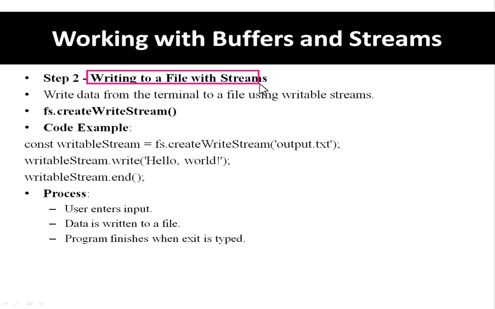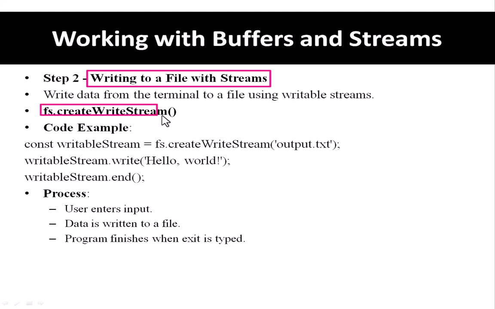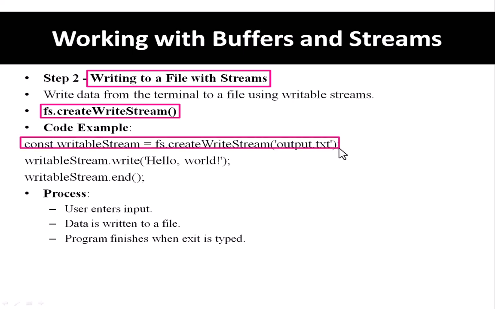Next, writing to the streams. How are you going to write content to a file? In order to do that, we are using a writable stream. For that, we are using fs.createWriteStream. We define a constant writeStream and use the object fs.createWriteStream, and we have created a file. The file name is output.txt.